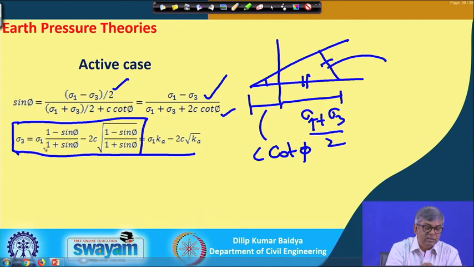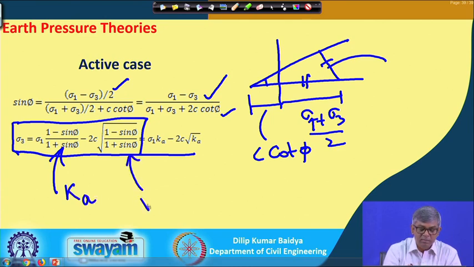So, sigma 3 will be sigma 1 times (1 minus sin phi) by (1 plus sin phi) minus 2 c under root of (1 minus sin phi) by (1 plus sin phi), and you can see this is nothing but the k a we already have done, and this is actually root k a. So, I can write that sigma 3 will be equal to sigma 1 k a minus 2 c root k a.